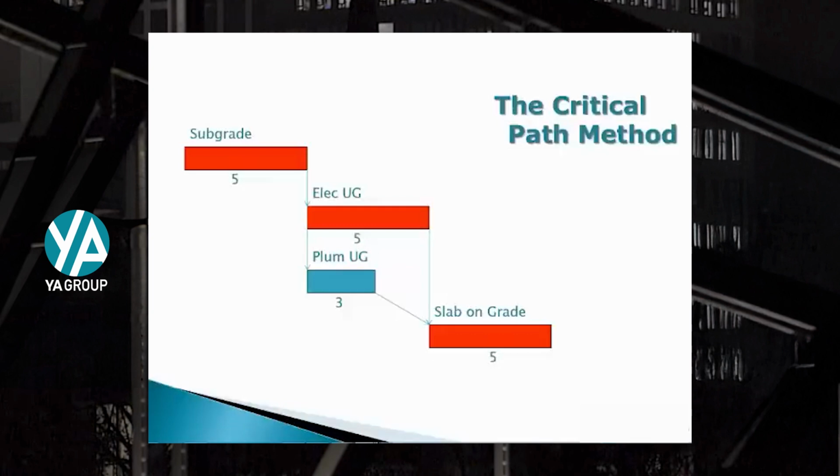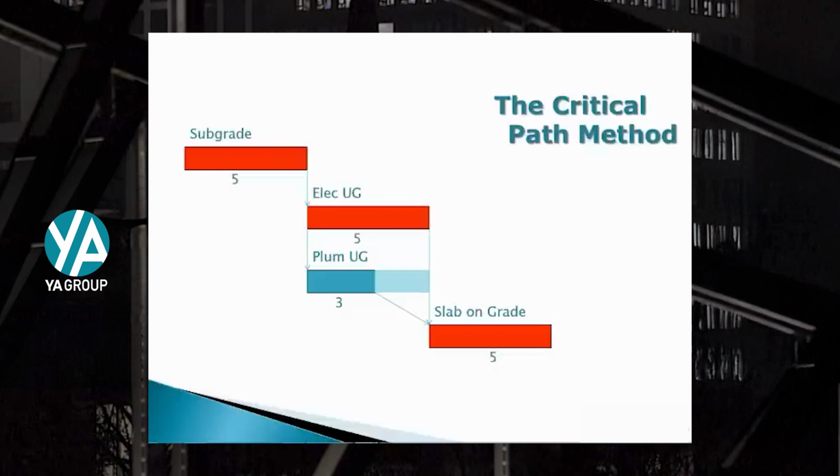This is an example of a sequence of activities where a critical path is identifiable. You can see in this example the sequence from subgrade through the electrical and plumbing underground and the slab on grade. The red items are obviously critical. You can see the plumber has 2 days of float. Understanding the float and who owns the float is one of the most important parts of a construction scheduling task.